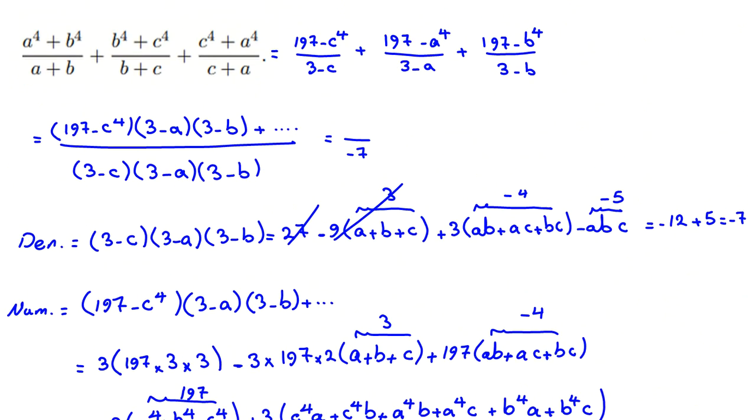So negative 869 is the numerator. So the answer is 869 over 7. It has also another solution, but this problem was good. You've learned Newton's sum and also.